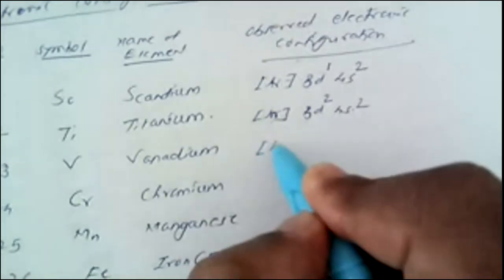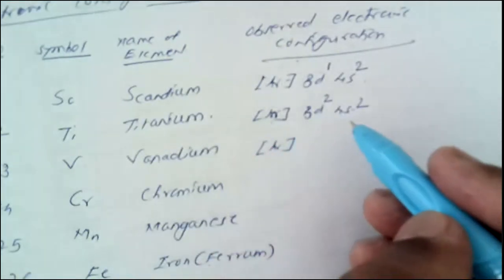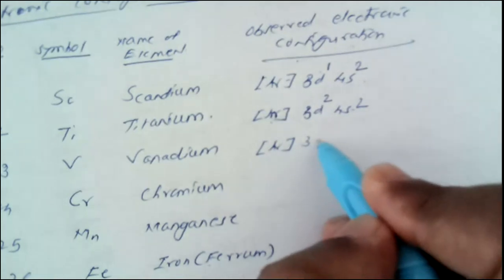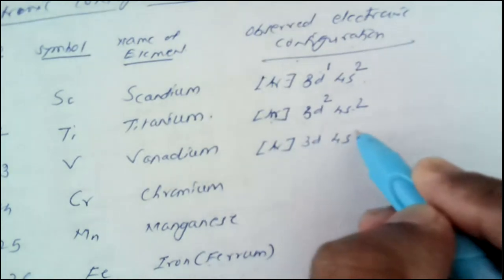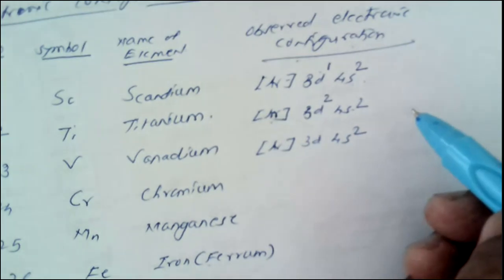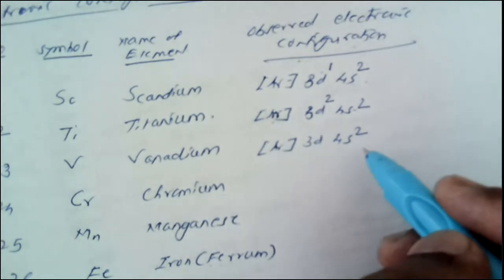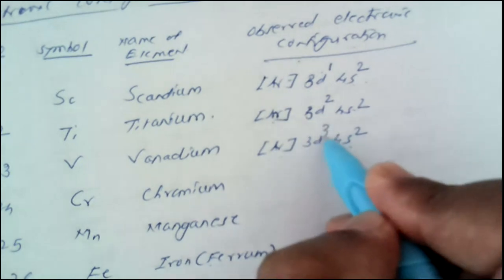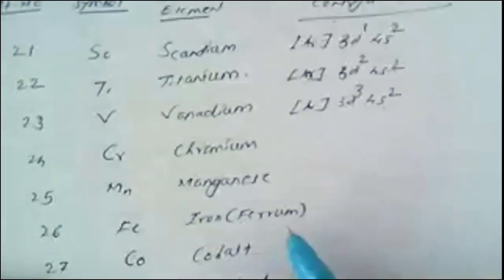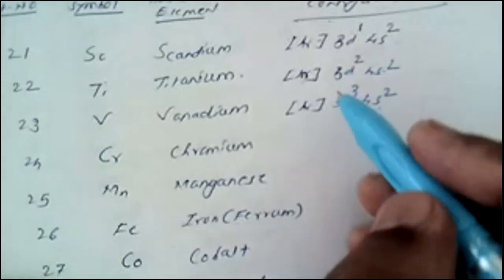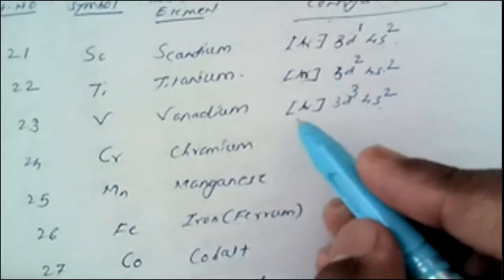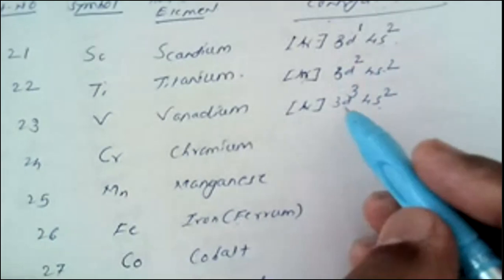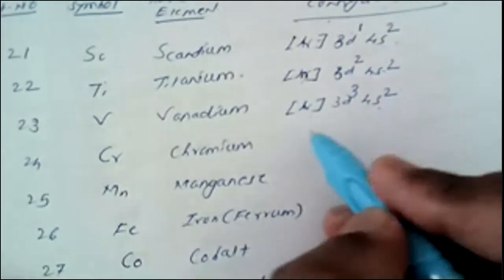Now, after titanium, the next element is vanadium. The electronic configuration in terms of argon core: no question about 4s, which is filled at calcium. 18 plus 2 is 20 plus 3 is 23. So vanadium has the electronic configuration argon 3d3 4s2.